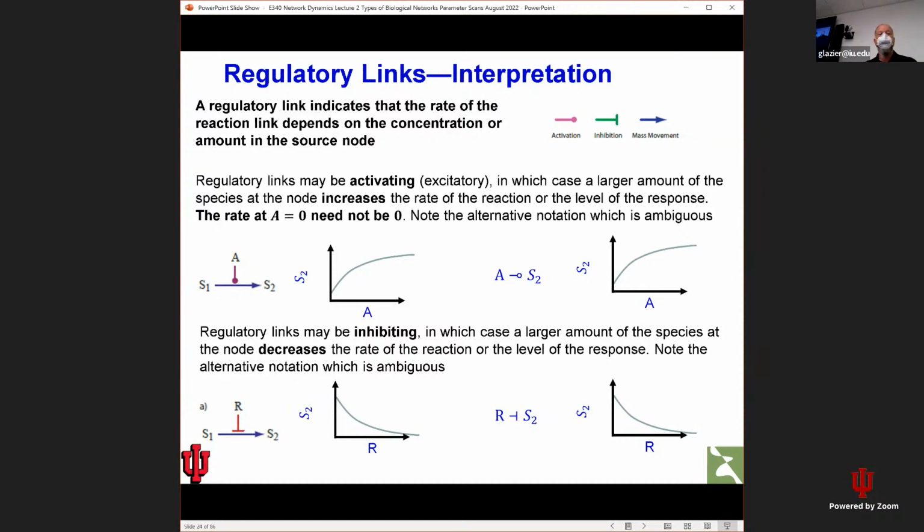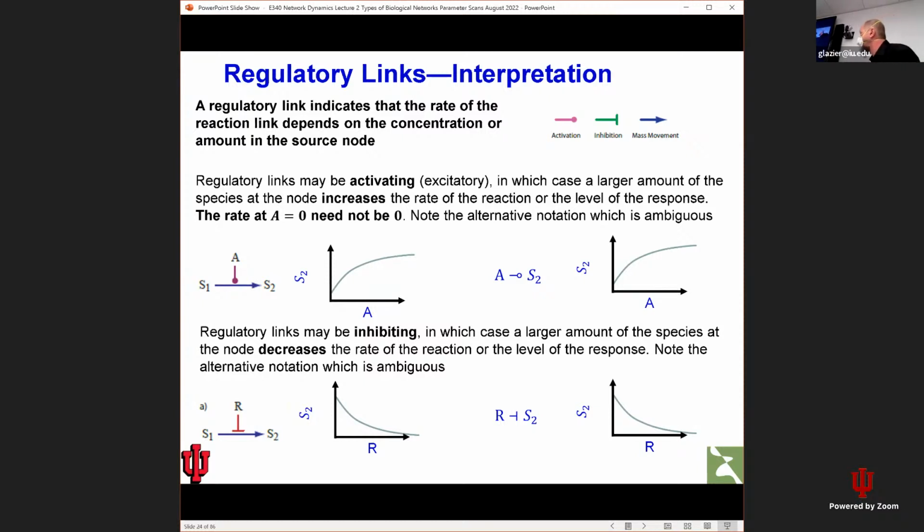If I have a fixed amount of S1 and A activates the production of S2 from S1, then what we expect is that if I increase the amount of A, I increase the amount of S2, or I increase the rate of production of S2, depending on which I'm thinking about. And so we have a bit of a diagram like that. It's also true that often, even if I don't have any A, I get some S2.